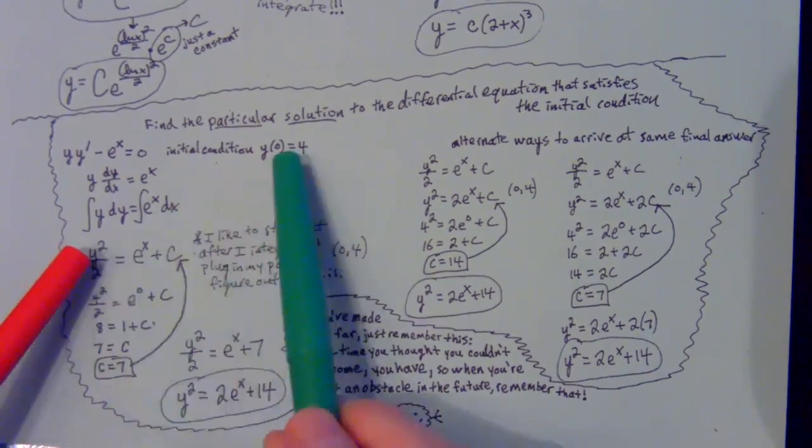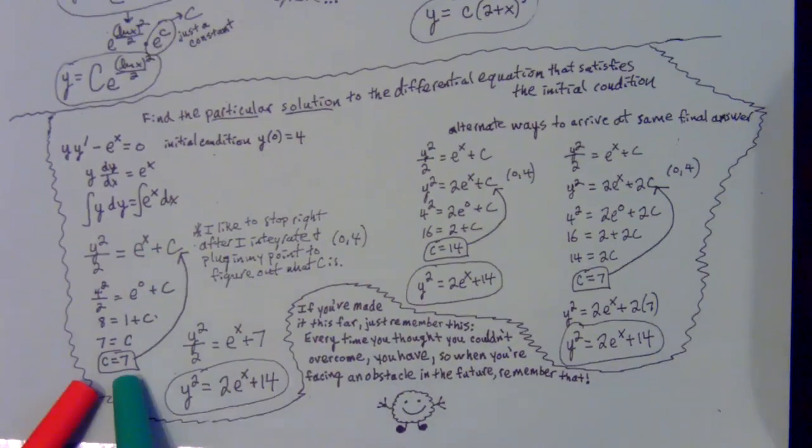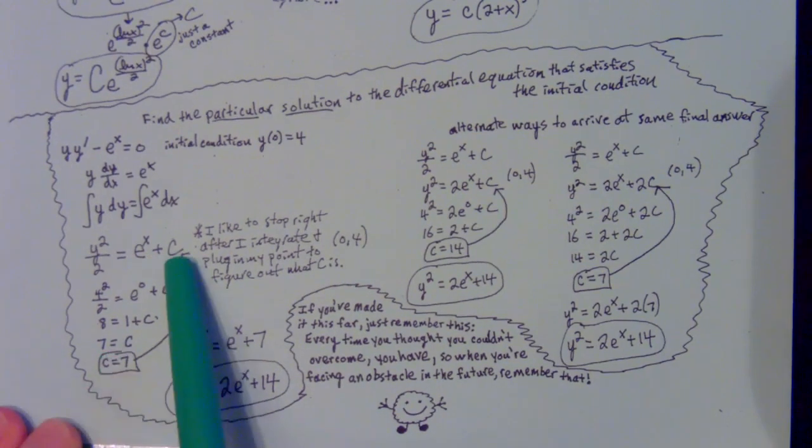So I plug the 4 in for the y, plug the 0 in for the x. You see my work there. I was able to get that c is equal to 7. Plug that back in right there.